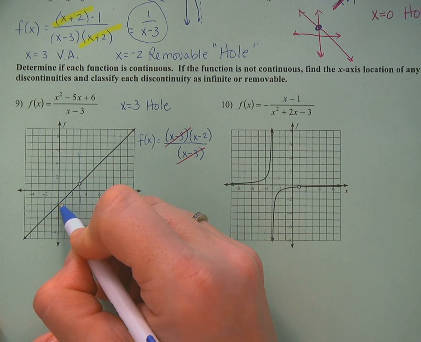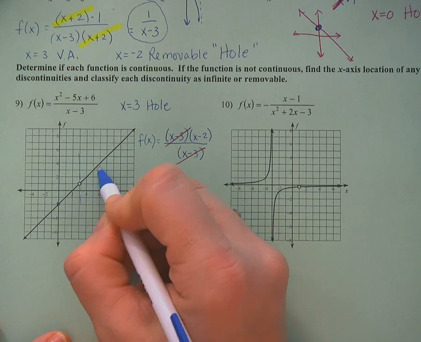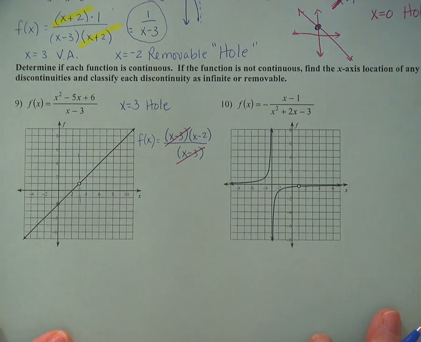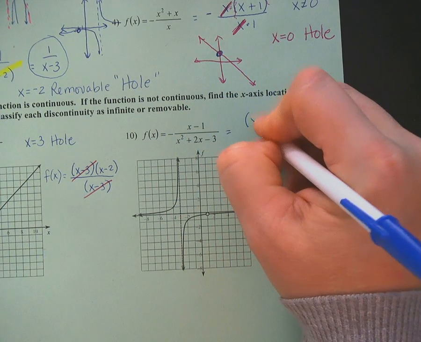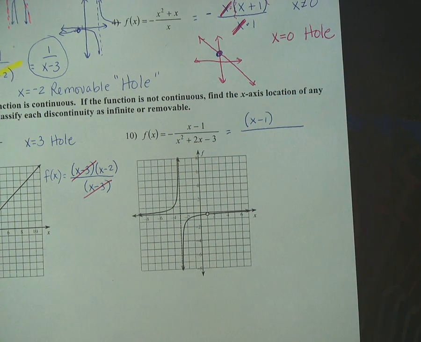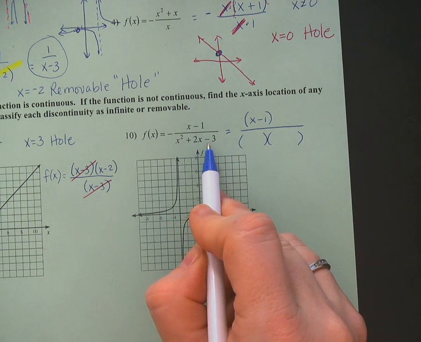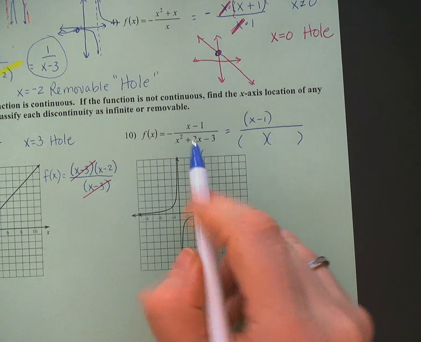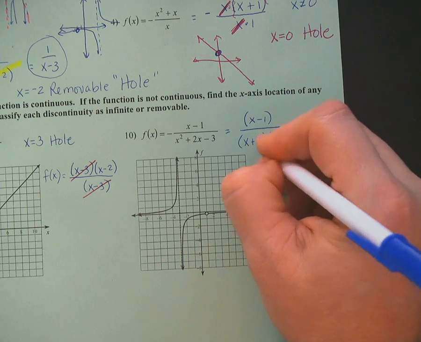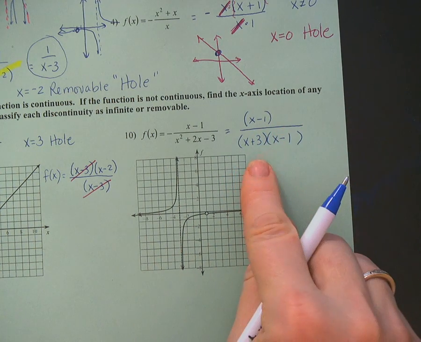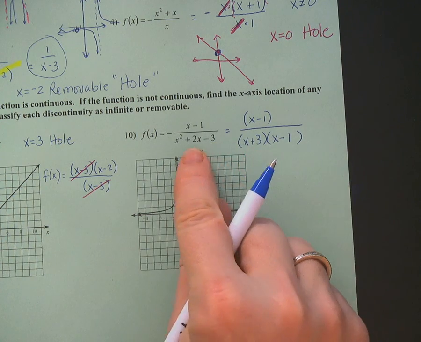So notice our graph hits the y-axis at negative 2. It's sloping upward at a slope of 1, and we put a hole right here. Okay. And the last one, our numerator has a factor of x minus 1. Our denominator, using the x method, two numbers that multiply to get negative 3 and add to get 2, would be x plus 3 and x minus 1, because 3 times negative 1 is negative 3. 3 plus negative 1 is 2.